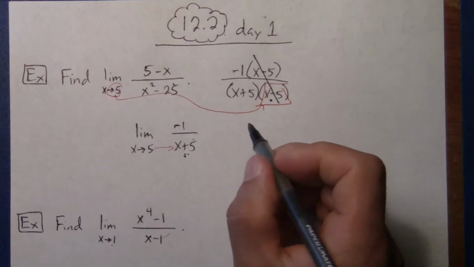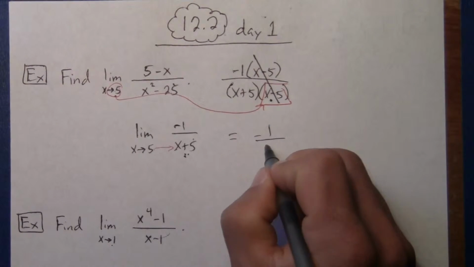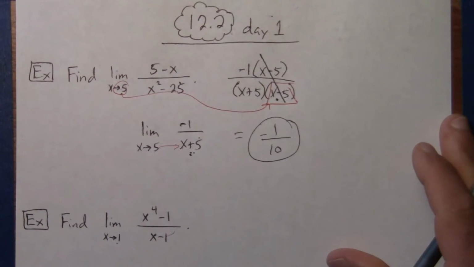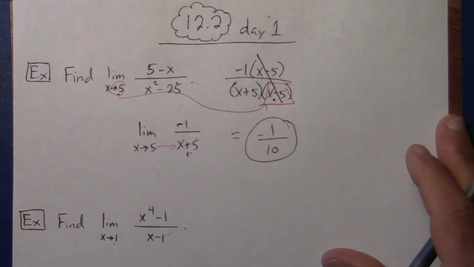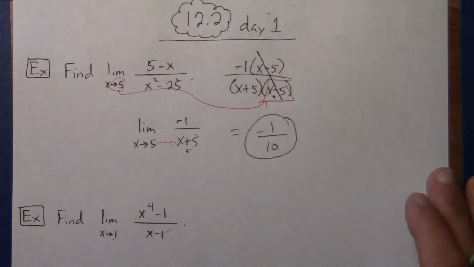So that's how we do this algebraically. Now I plug the 5 in, and I get negative 1 in the numerator. 5 plus 5 gives me 10. There is the limit as x approaches 5 algebraically. Same thing you would get if you used the calculator and made the table of values.